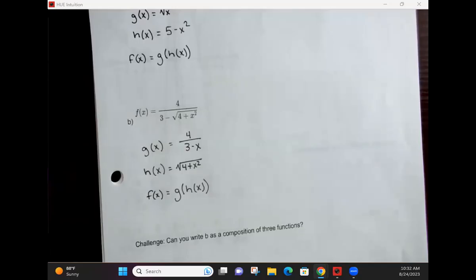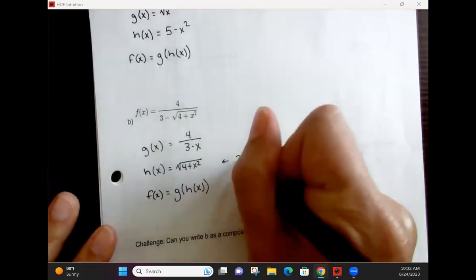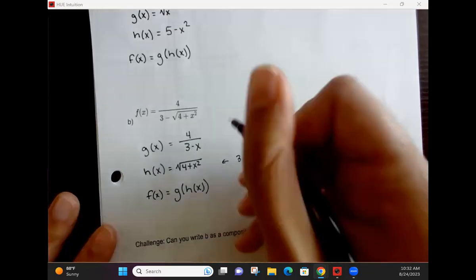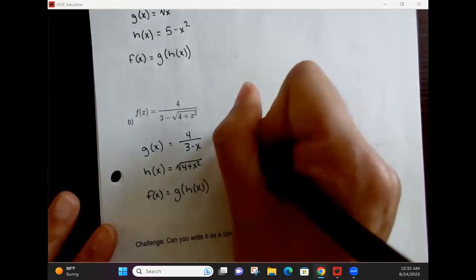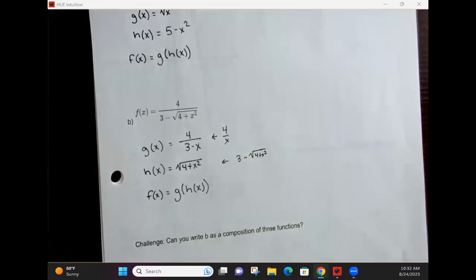Mm-hmm. So you let your h of x do this, and then what was your g of x? So you wrote a composition, but yours looked different than mine, right? Mm-hmm. Say that for me again. I don't think so, but I'll double check. Okay. So you wrote a different decomposition, I guess, of the function. Does yours give you the same f of x?